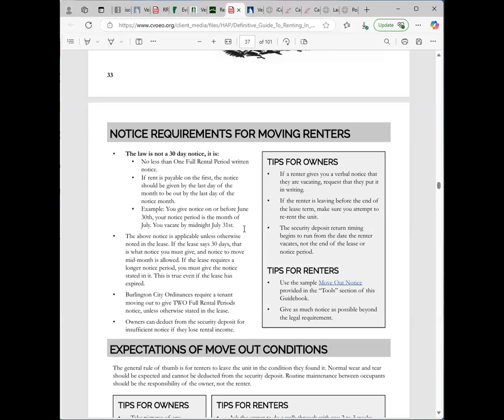So if your tenant gives you notice on the 2nd of the month that they're going to be out by the 30th or 31st of that month, that's actually not proper notice. It's one full rental period. They would be out by the 30th or the 31st of the next month, if that makes sense. The example they give: if you give notice on or before June 30th, your notice period is the month of July, and you would vacate by midnight on July 31st.